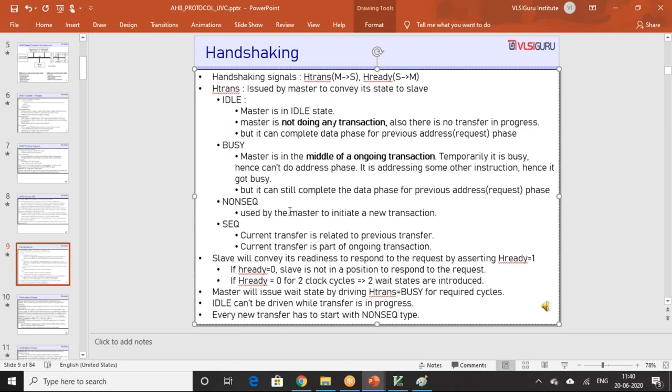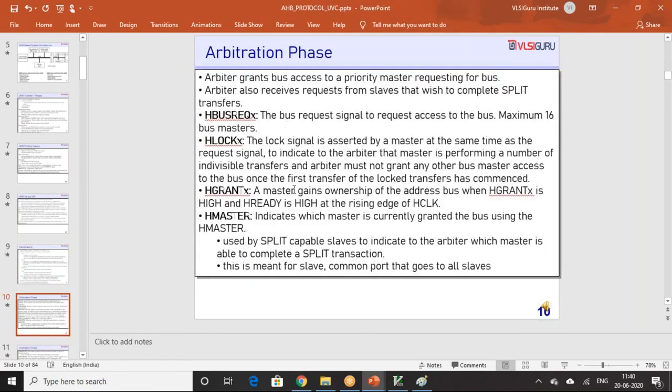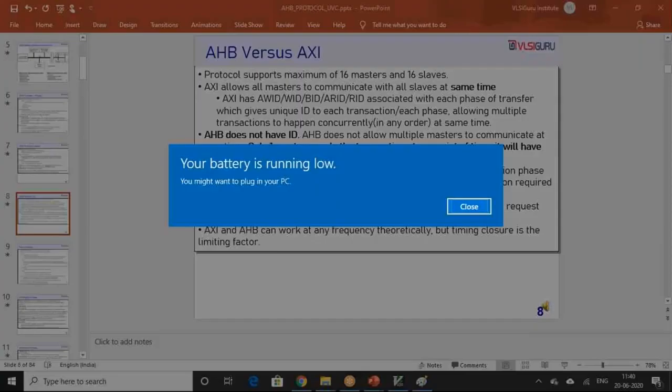So when we go to the timing diagram further, you'll understand all these concepts. These are very simple concepts. These terms are all new to you: idle, busy, non-sequential, sequential, h_ready. Hence, you may be finding some difficulty, but once you go through the timing diagram, you'll find it quite easy to understand. Okay.